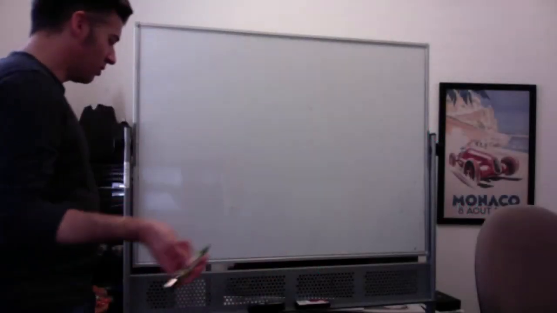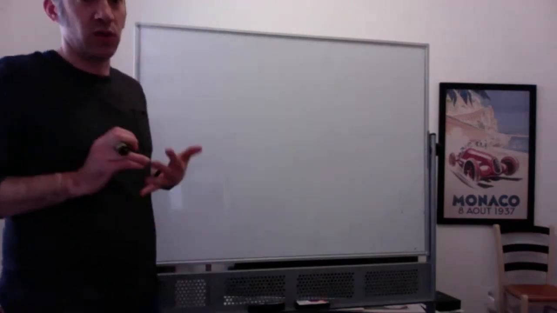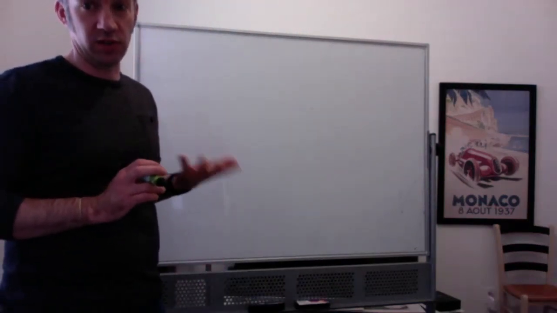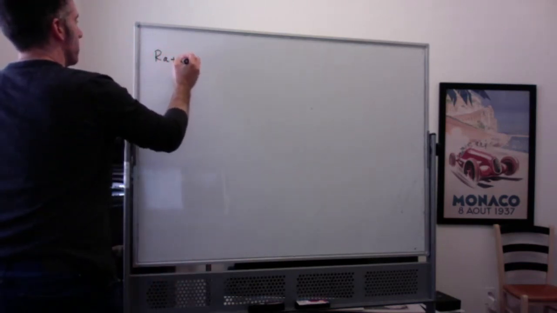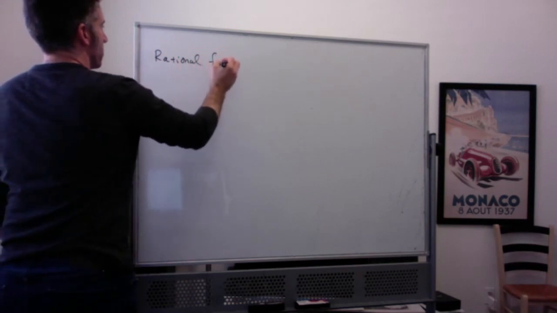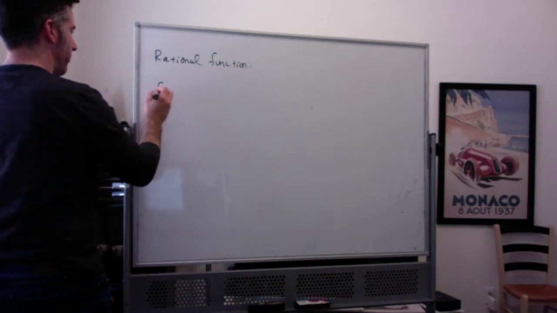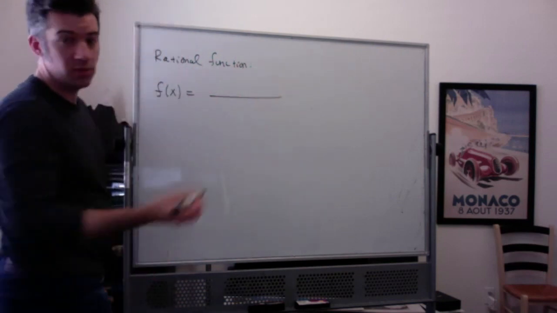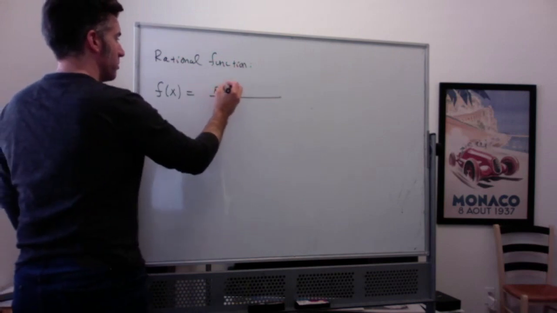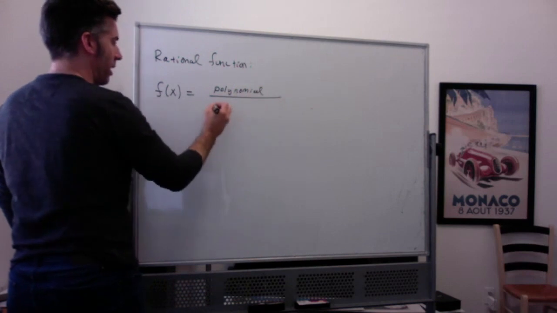One thing I will say first off is that a lot of what we did for graphing polynomials last class is going to carry over to graphing rational functions this class. So a rational function looks like this: it's some function f of x equal to a polynomial divided by another polynomial.